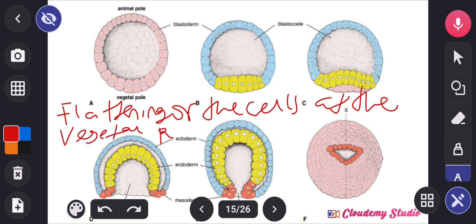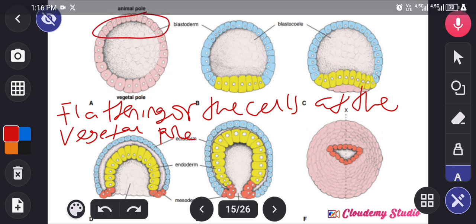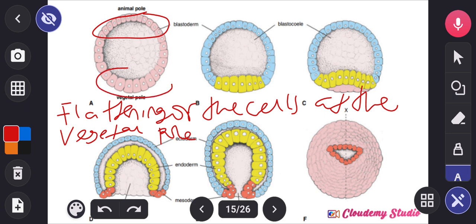You understand? That is the first thing that happens. And you will see that the shape of this particular structure is round. And you will notice that the cells at the animal pole are smaller than the cells at the vegetal pole. Now, if you look at it very well, this one is curved. But during gastrulation, the first thing that happens is the flattening of the cells. You understand? Now, after the flattening of the cells, there will be invagination.